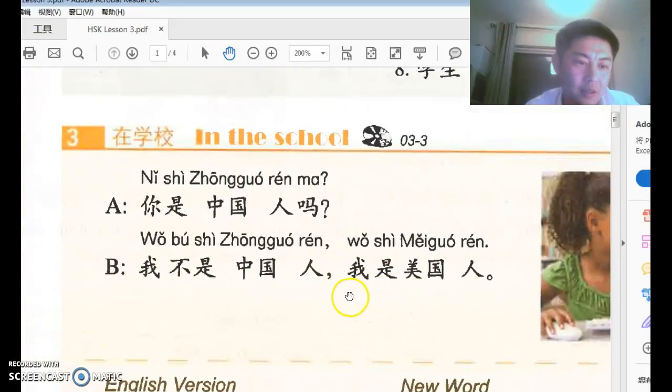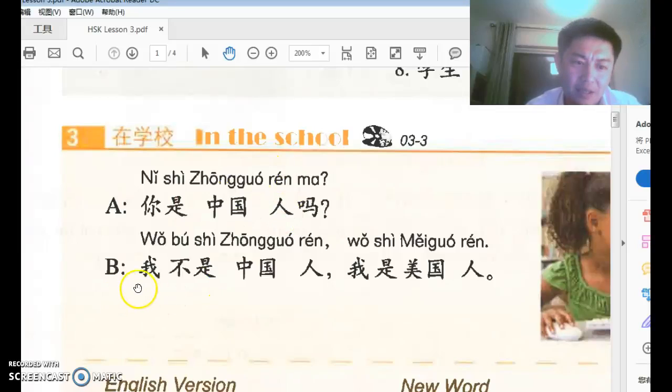Now, the conversation goes, 你是中国人吗? You are Chinese person 吗? Okay. Are you a Chinese person or are you Chinese? That's not the literal translation because in English, in 'are you Chinese', Chinese is actually an adjective. But here, 中国人 is a noun.